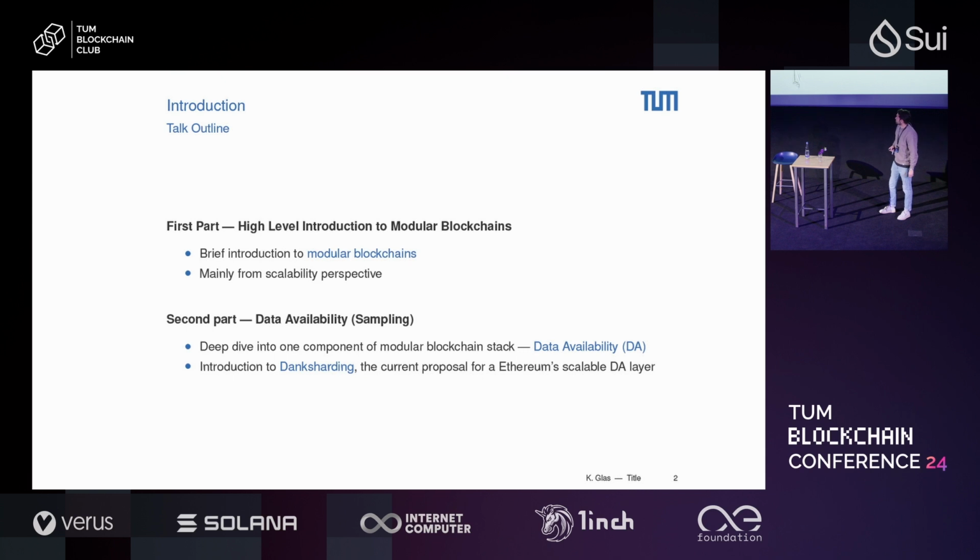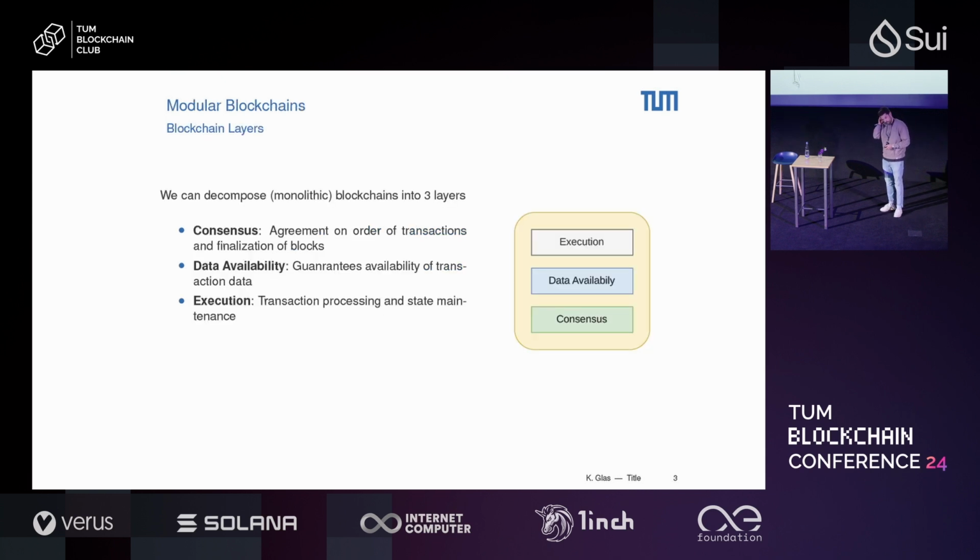Okay, so let's first talk about conventional blockchains. In conventional blockchains, we can roughly decompose our blockchain validator nodes into three layers, namely the consensus layer, which is where the agreement on the order of transactions and the order of blocks happens, and also where blocks are finalized such that they cannot be reverted later on. Then we have the data availability layer, which is kind of implicit in normal blockchains.